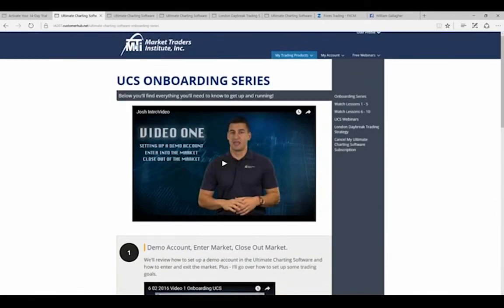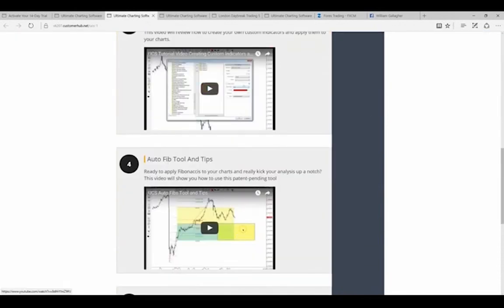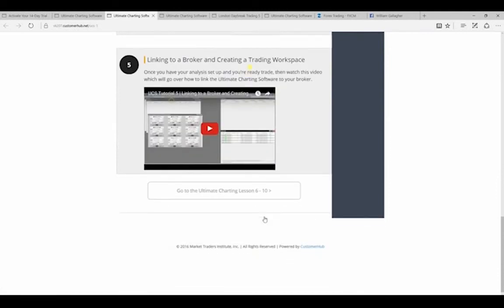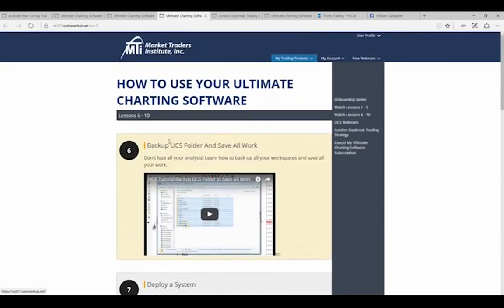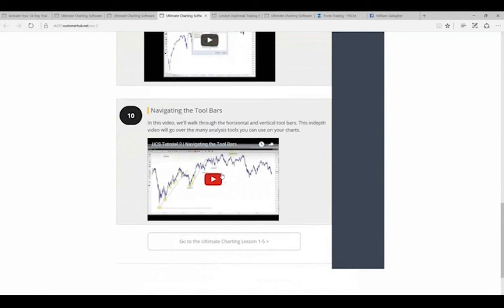Those are the first couple lessons. We'll show you how to navigate, how to do all this as well, some auto fib tools, linking your broker's account to our trading platform, and how to use the workspaces, develop your systems, how to use systems here, and a bunch of different things here.